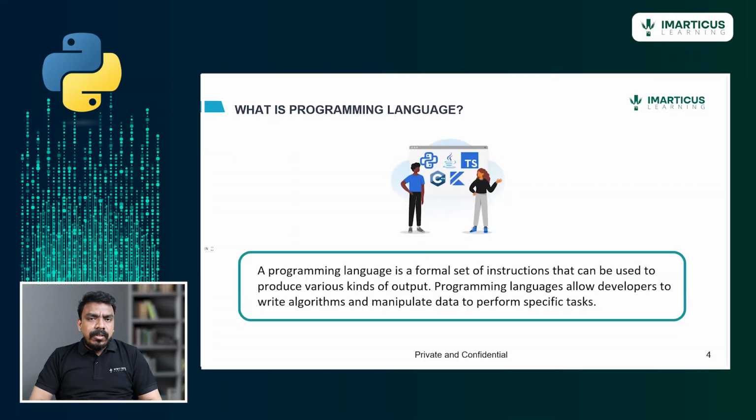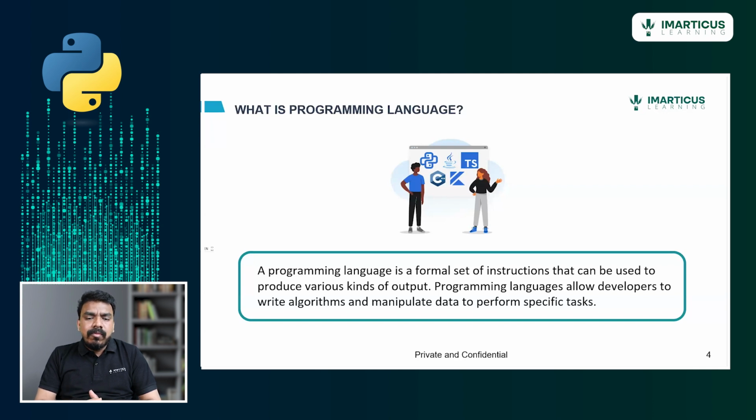What is programming language? A programming language is a formal set of instructions that can be used to produce various kinds of input as well as output. For example, consider you're cooking some dish. While cooking the dish, you have a certain procedure that you want to follow, right? In the same way, while working with any programming language, you need to follow certain steps and procedures.